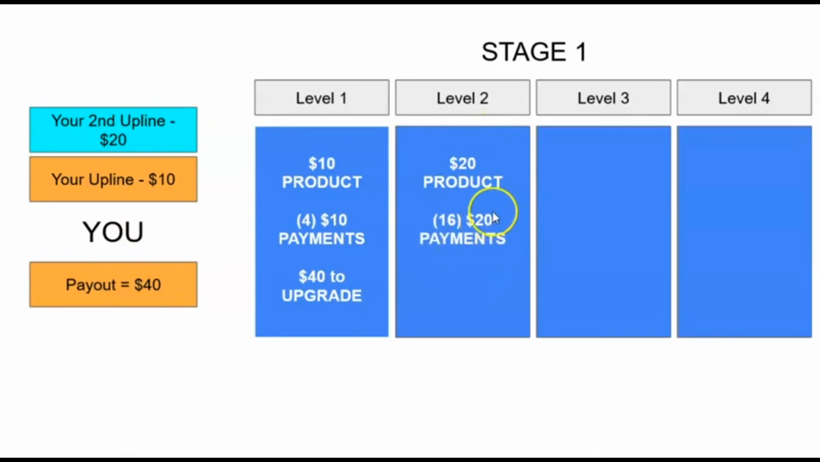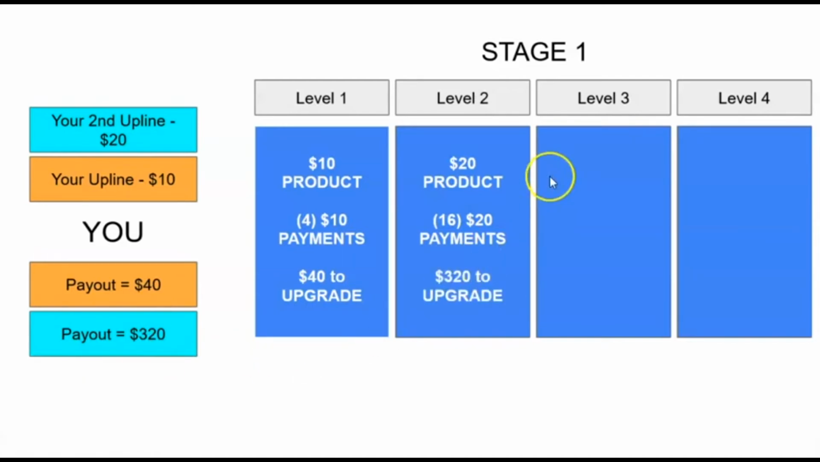On level 2, that is the second level, and it's 16 payments of $20. So now you get to earn on level 2 and collect 16 payments, $20 payments paid directly to you, and that is a total of $320. Now you're going to do the same thing. You're going to take that $320 and upgrade to level 3. Level 3 is a $30 payment, and that goes to your third upline.